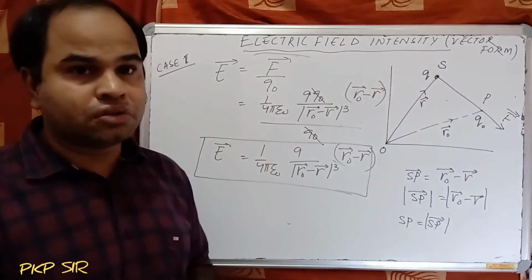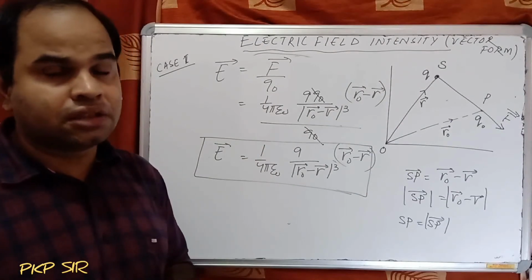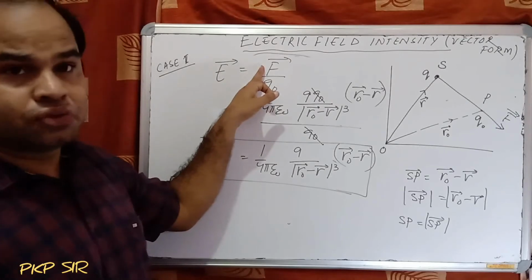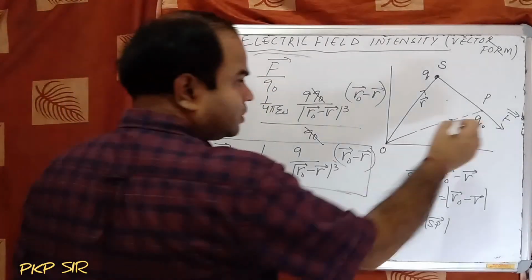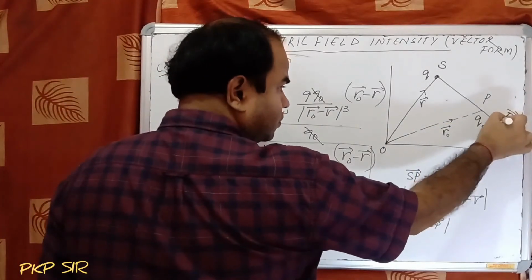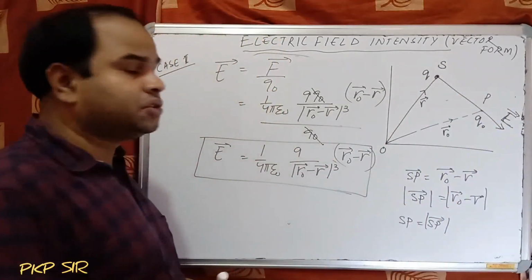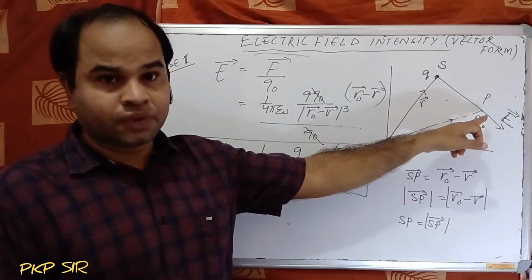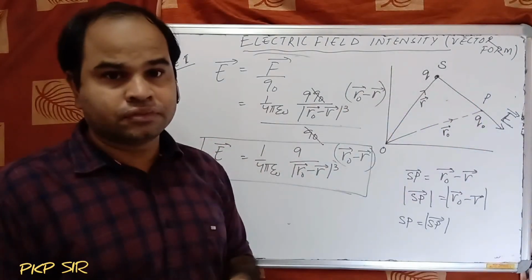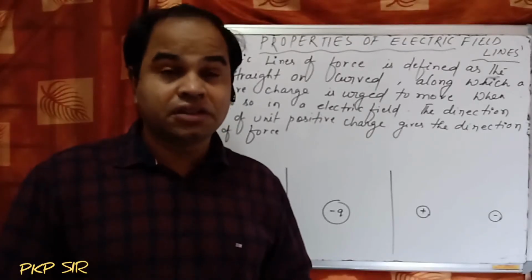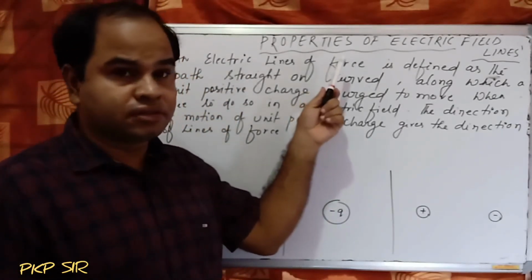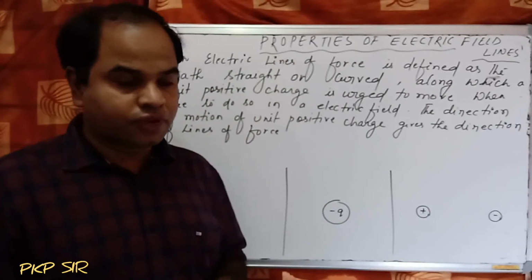What is the direction of electric field intensity? The direction of electric field intensity is same as the direction of force, that is outward. So electric field direction कौन होगा? Electric field intensity रो, that is along the direction of SP, ठीक है. Next is the properties of electric field lines, ठीक है.